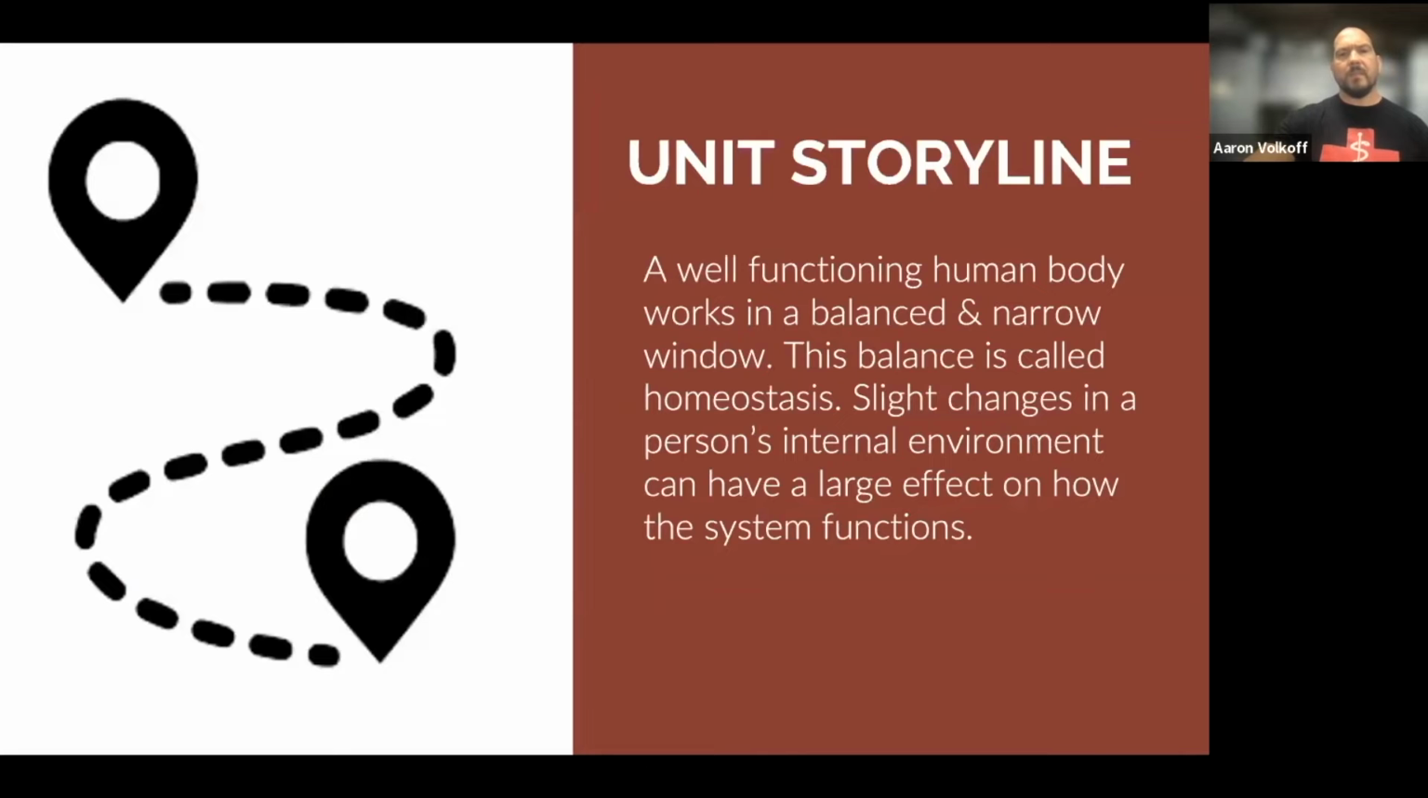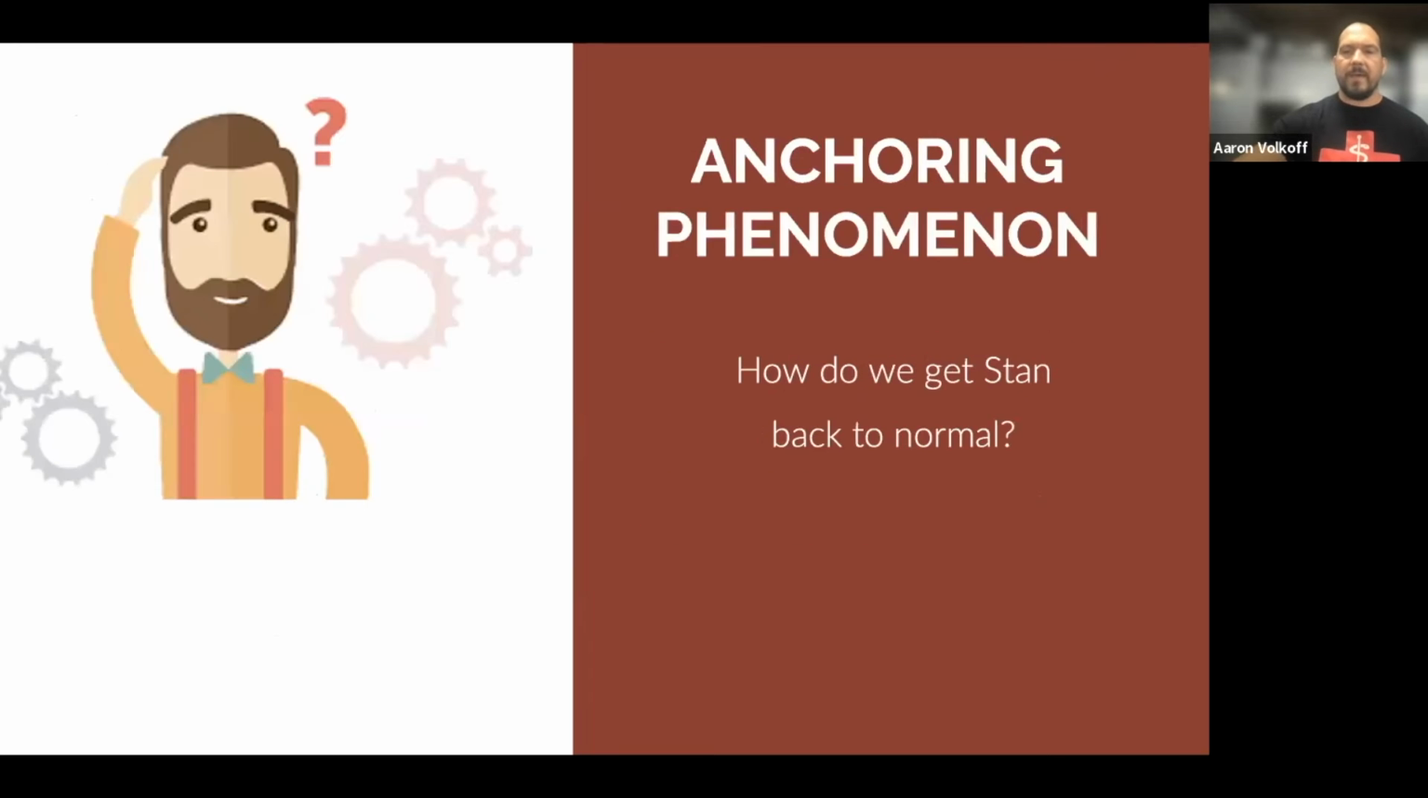Right off the bat, the storyline, going back to the 5E. For the 5E, you want to create a storyline before we start writing the engagement. The storyline is really, where are we going on this path? In this case, this is what I'm using this year: a well-functioning human body works in balance and a narrow window. This balance is called homeostasis. Slight changes in a person's internal environment can have a large effect on how the system functions. So that's the storyline for me. I don't share it with the students, but that's for me so I know that I'm following along this path.